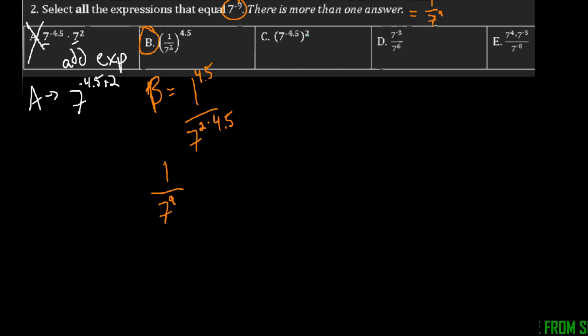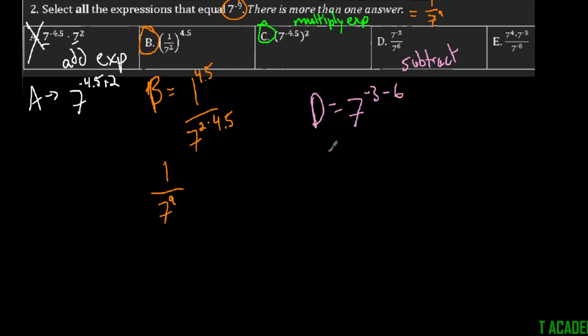Similar idea for the next one. We want to say you multiply exponents on this one. And so we're going to say that if we multiplied negative 4.5 times 2, that one's going to be good. Then for choice D, we're going to say we subtract our exponents. So D is going to be the same as 7 to the power negative 3 minus 6, which is going to be exactly what we're looking for, because we need 7 to the power negative 9. So that one's good.